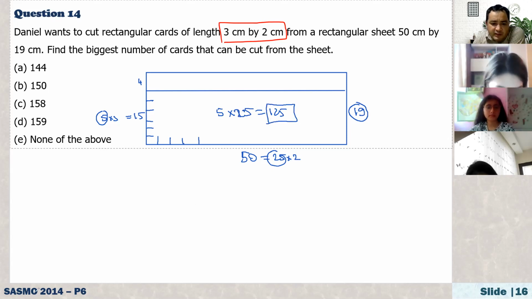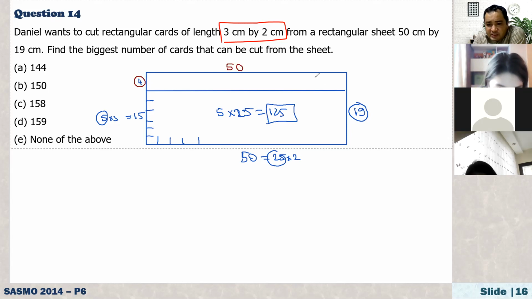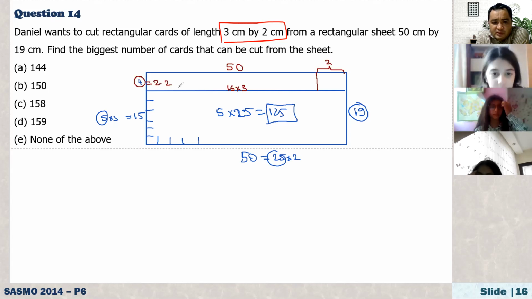Now, if you look at the remaining part here, this one is 4, right? And the length is still 50, okay? Again, I just divide from here. This part is, let's say, equal to 2 centimeters, all right? And the remaining part will be 48. What is 48? 48 is 16 times 3. And how about 4? 4 is 2 times 2.